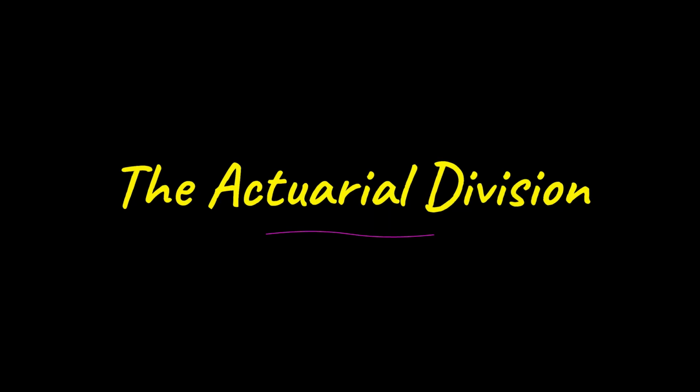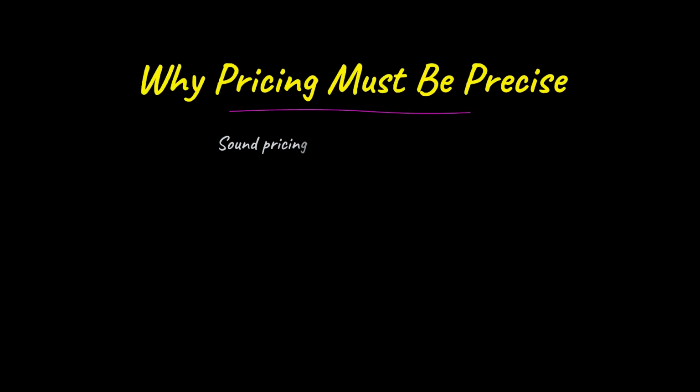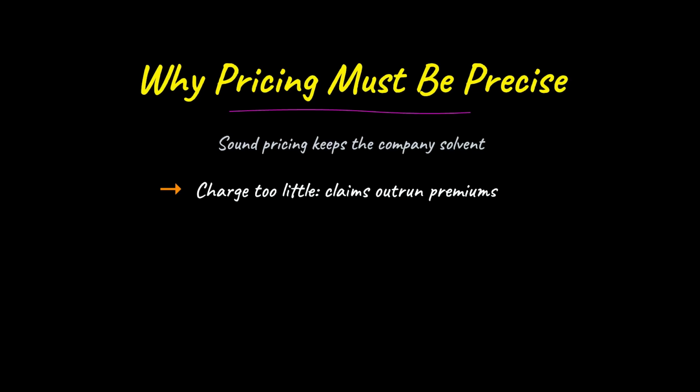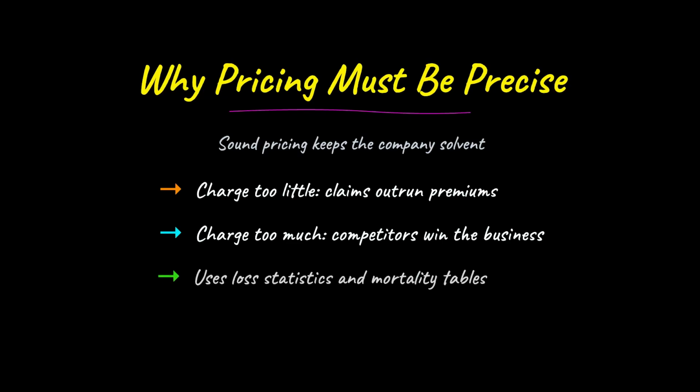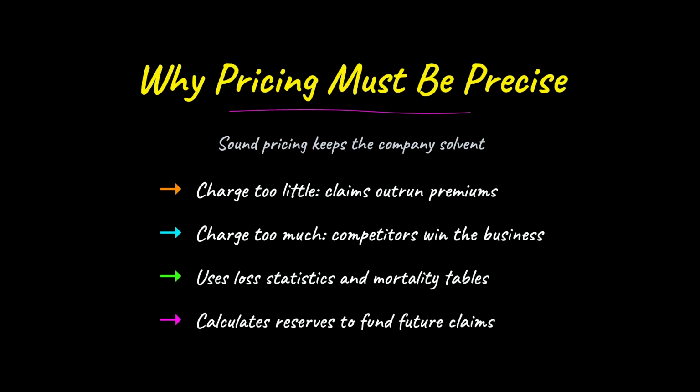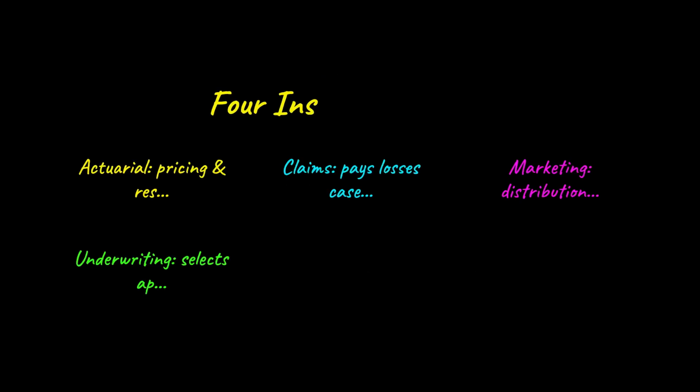Somewhere inside every insurer, a team turns the mathematics of risk into the price on a policy. That's the actuarial division, the function that uses statistics and the law of large numbers to calculate premium rates and set reserves. Sound pricing is the difference between an insurer that survives and one that collapses. Charge too little and claims outrun premiums. Charge too much and competitors win the business. Actuaries thread that needle using loss statistics, mortality and morbidity tables, and the predictive power of large pools, and they calculate the reserves that back the company's promises.